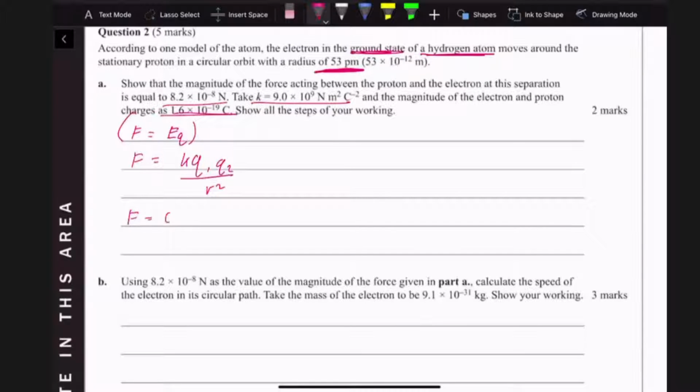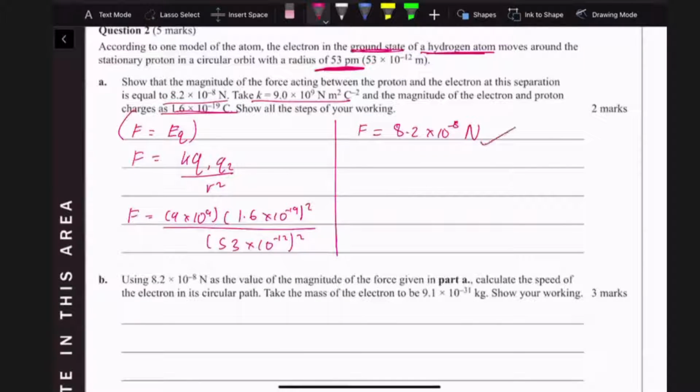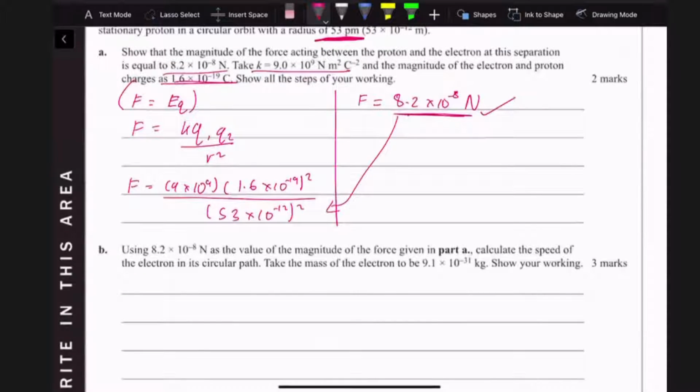So if we get K, which is 9 times 10 to the 9, Q1 and Q2 are the same, so I just wrote 1.6 times 10 to the negative 19 squared on R, which they have given us in meters squared again, and then just F equals 8.2 times 10 to the negative 8, which is what's required, so we know we have the correct answer. But always check this in your CADs, don't go straight to this step in case this doesn't actually turn out to be the answer.